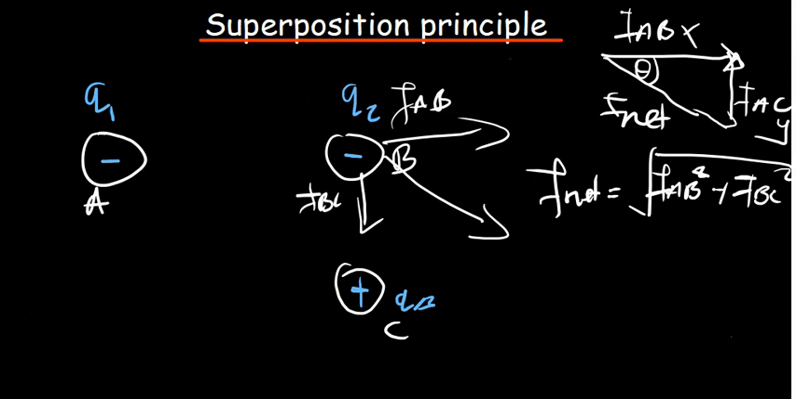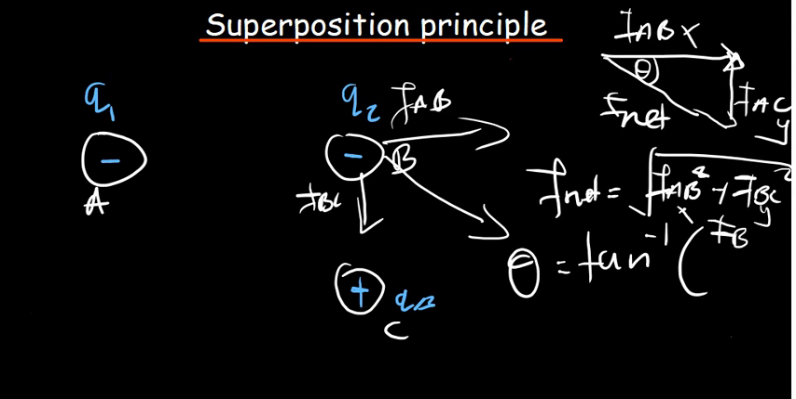You find that there. Now, what if we want to find the direction? You say theta is equal to tan inverse. Since this one is x, this one is y, you say F of BC over F of AB. The answer which we are going to find here, that is our direction. Okay.